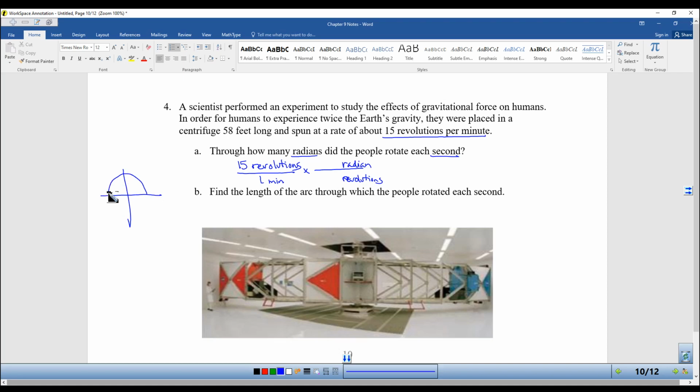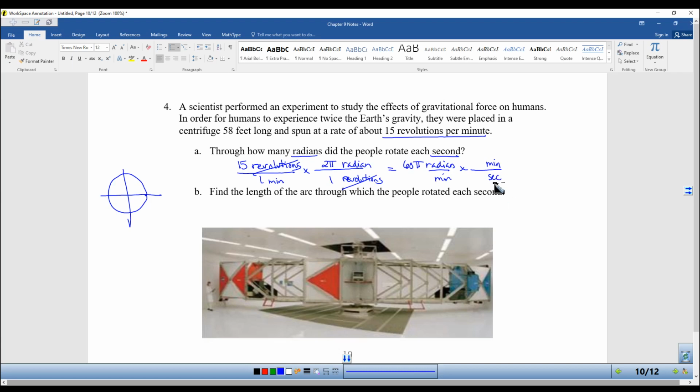Well, a revolution means once around. Well, what is once around in radian measure? 2 pi. So 2 pi is to 1 revolution, allows me to cancel the revolutions, and I get 60 pi radians per minute. But then I don't want minutes, I want seconds. So I'm going to put the minutes up here. I want the minutes to cancel, and I want it to be radians per second. I want second in there.